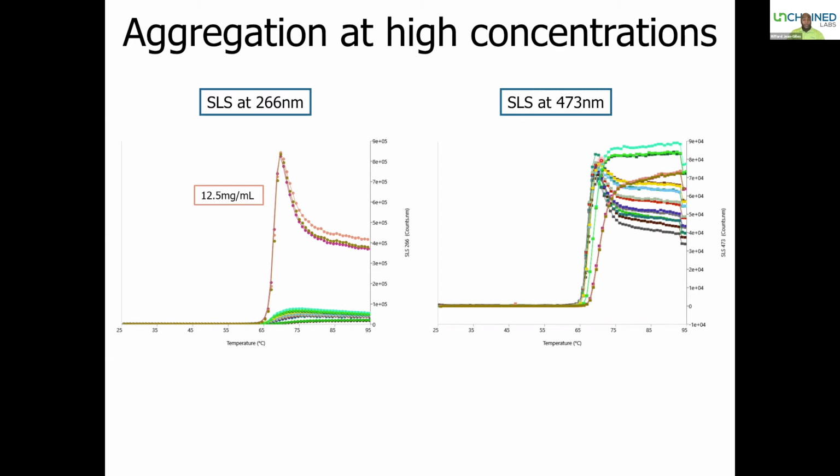It's because the two wavelengths have different sensitivities, if you want, to the changes that we're observing. So at 266 nanometer, we are much more sensitive to lower concentrations and smaller sizes, right? At 473 nanometer, we are much more well suited for higher concentrations and larger particles. And this has to do with the way light is absorbed at lower wavelength, for instance.